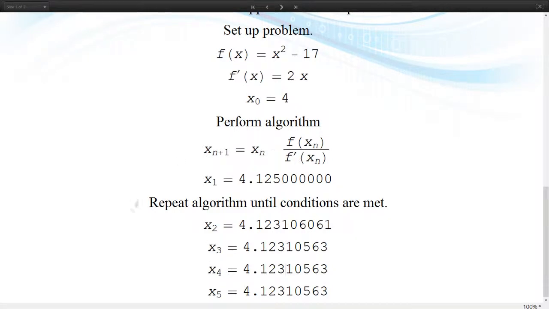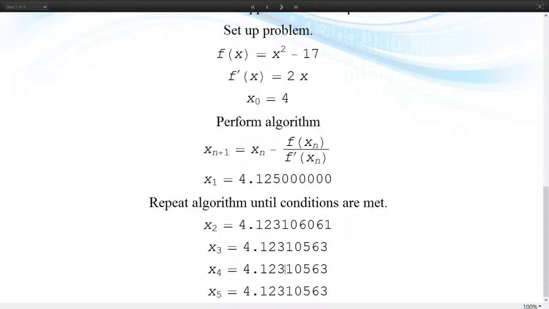So what I mean by repeat the algorithm until conditions are met is, when you're doing one of these problems, you might be asked to repeat the procedure until you get the first so many digits correct. Usually like the first 3 digits correct or the first 4 digits correct.